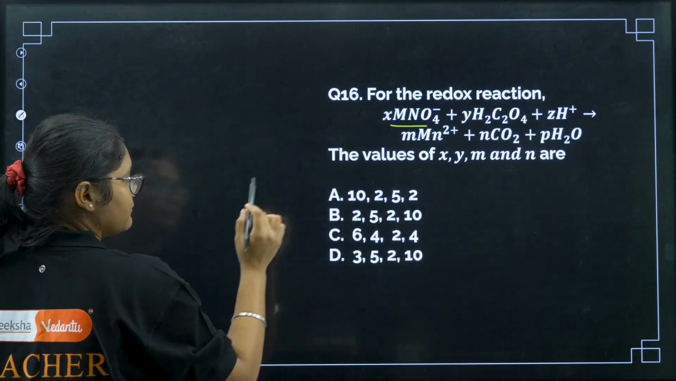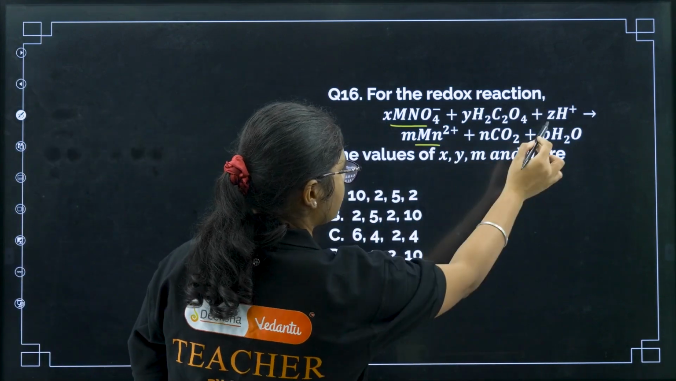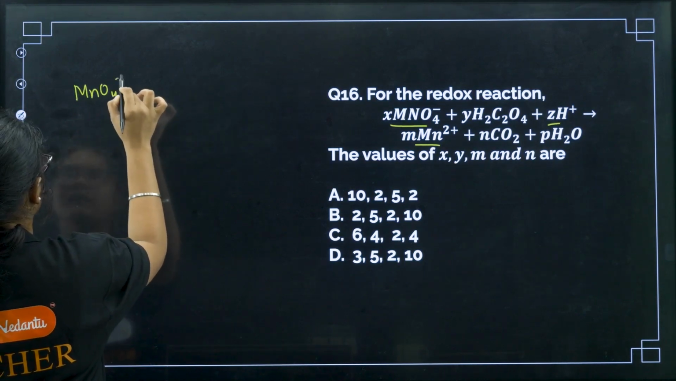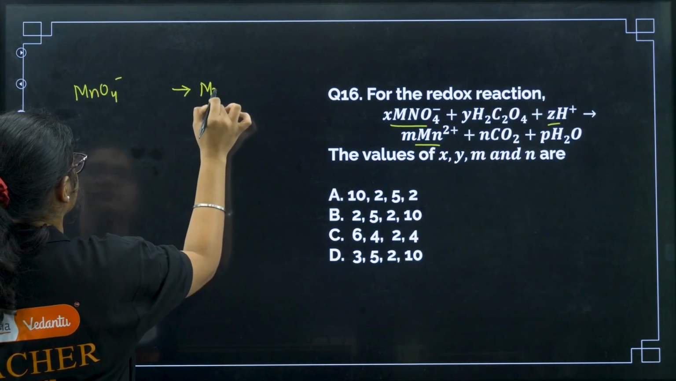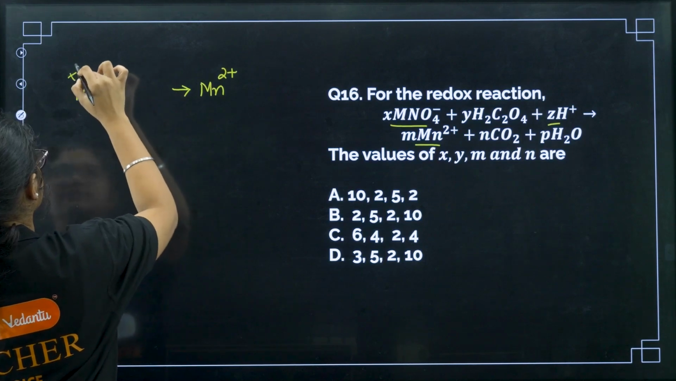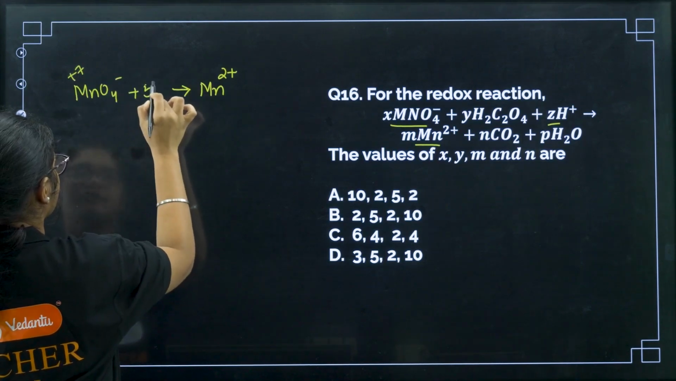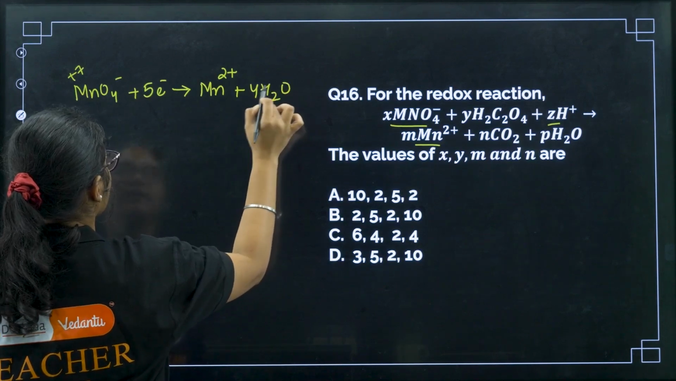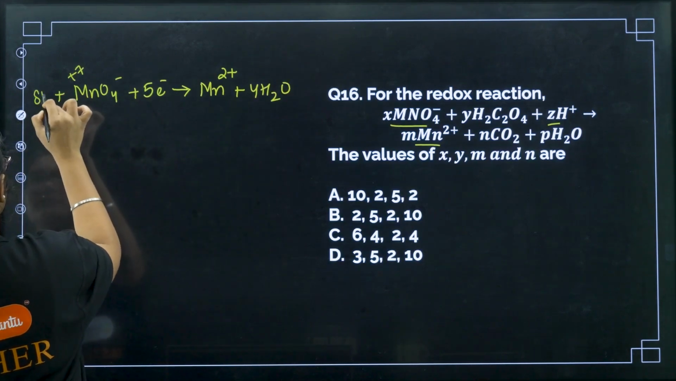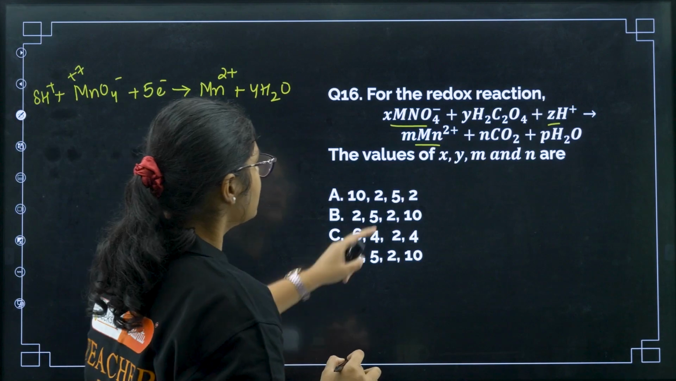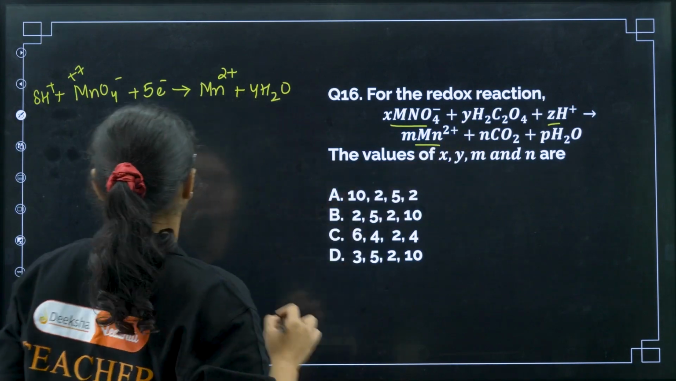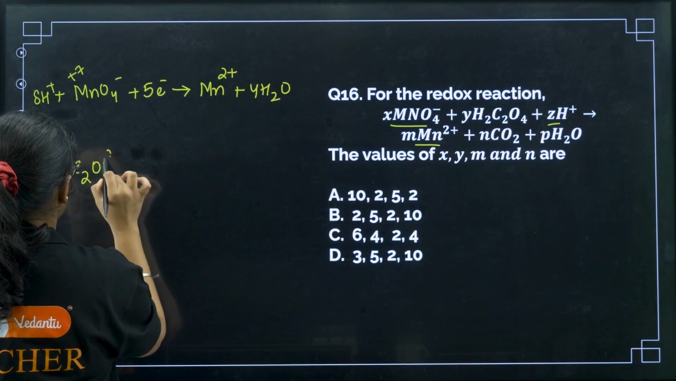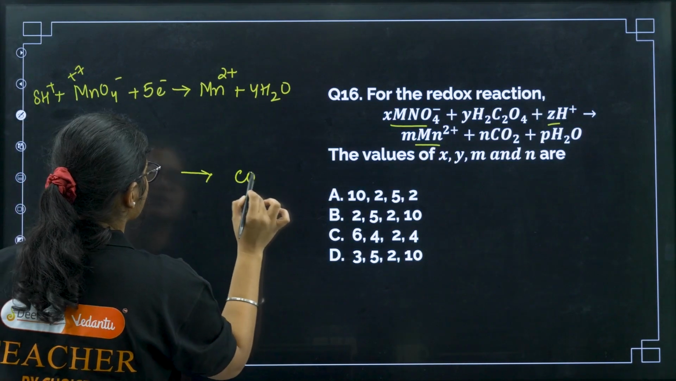MnO4 minus, you have MnO4 minus to Mn2 plus, but it is in the acidic medium. So I have MnO4 minus to Mn2 plus. So this is plus 7 to plus 2 with 5 electrons. Then here we have to add 4 water. Then here you have to add 8 H plus, this is balanced. Next, H2C2O4 to CO2, or you can write like this, C2O4 2 minus to CO2.